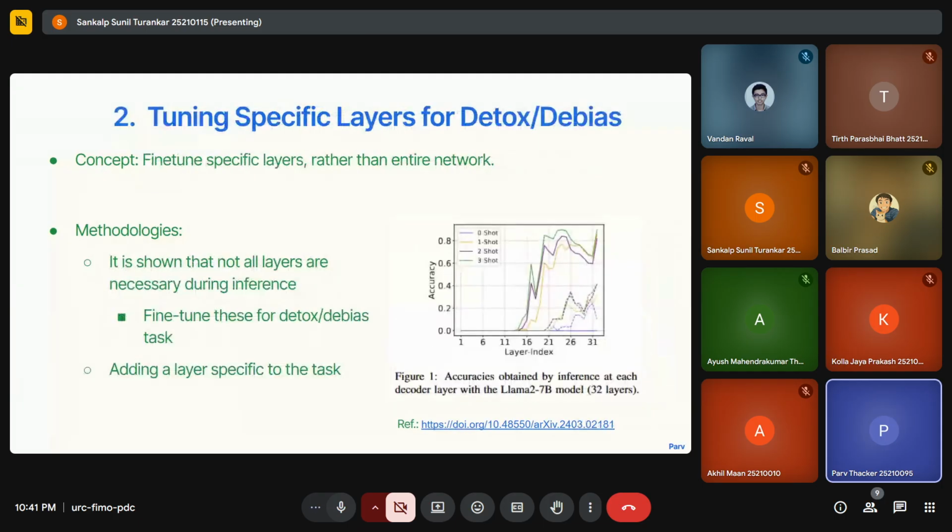Next. The second option would be tuning specific layers for detox. There is a paper that says certain layers are not important for inference, in the sense that they do not significantly change the answers. If we change those layers, it would not negatively affect the model. So our plan is to use those layers to suppress the neurons which are responsible for passing on the toxicity. And the third option is, next slide, please.